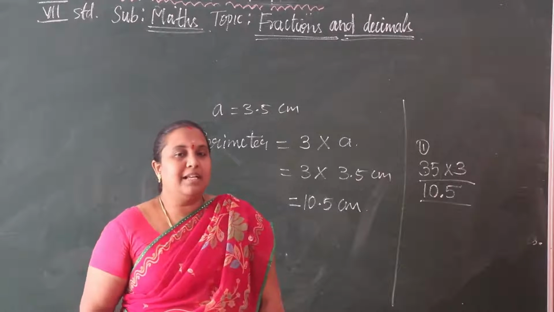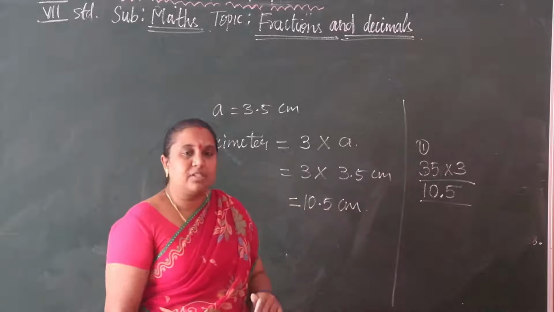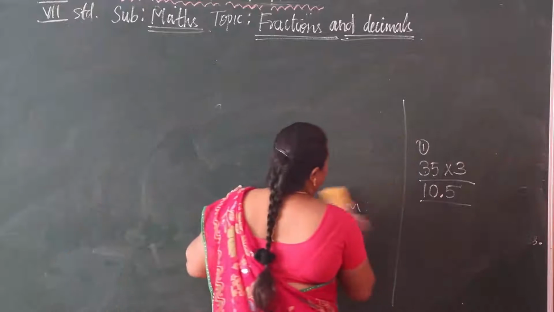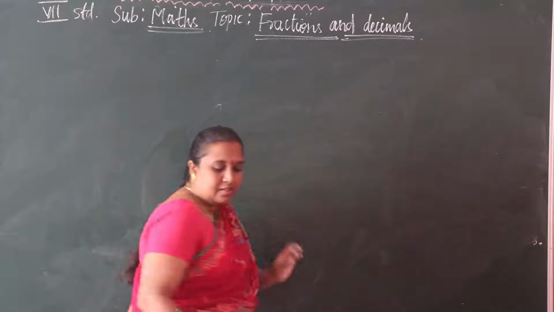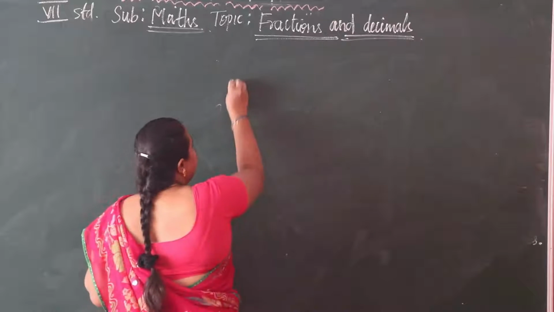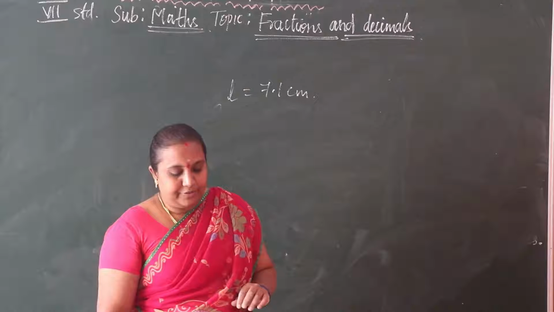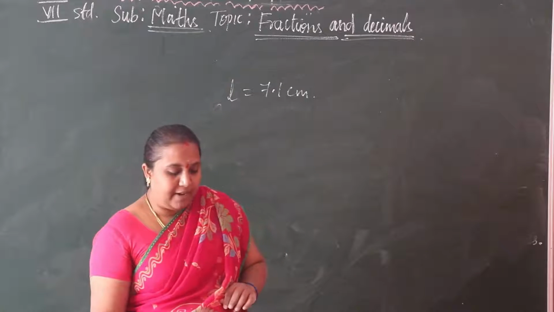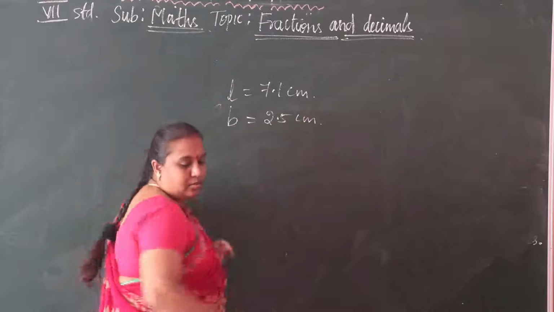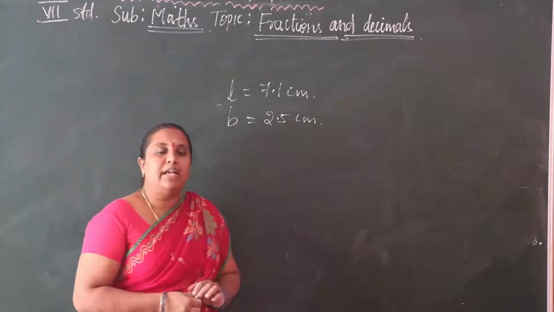Okay, that we can take from the left side of the answer. So for that, let us see example 8, which is on page number 50. The length of a rectangle is 7.1 centimeter, and its breadth is 2.5 centimeter. So what is the area of the rectangle? We want to find out the area of the rectangle.